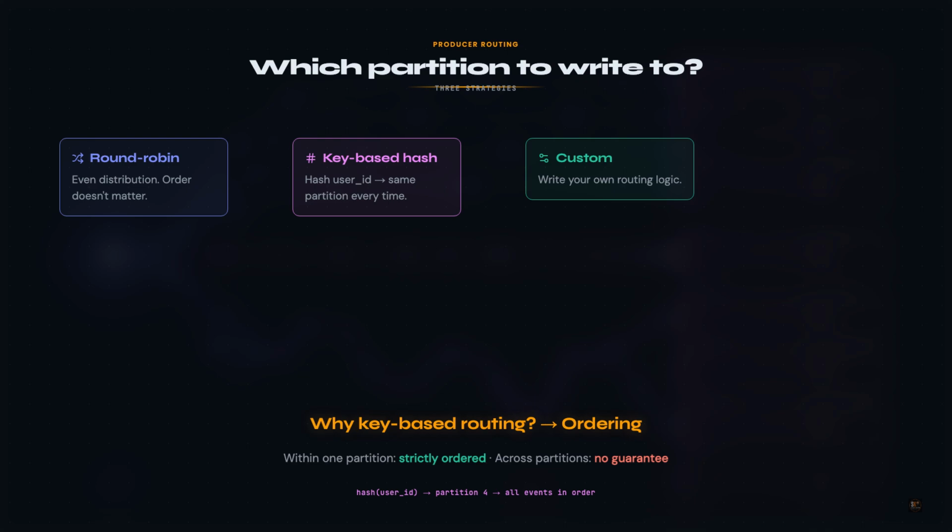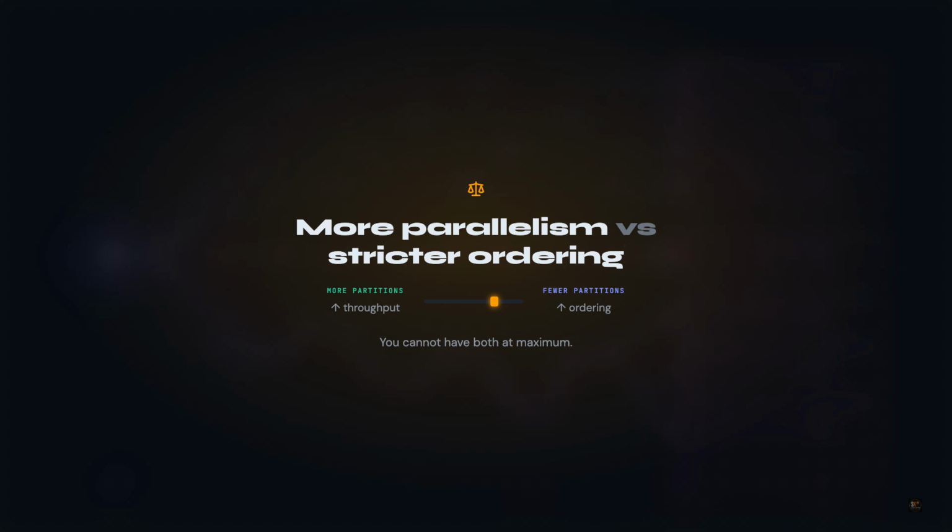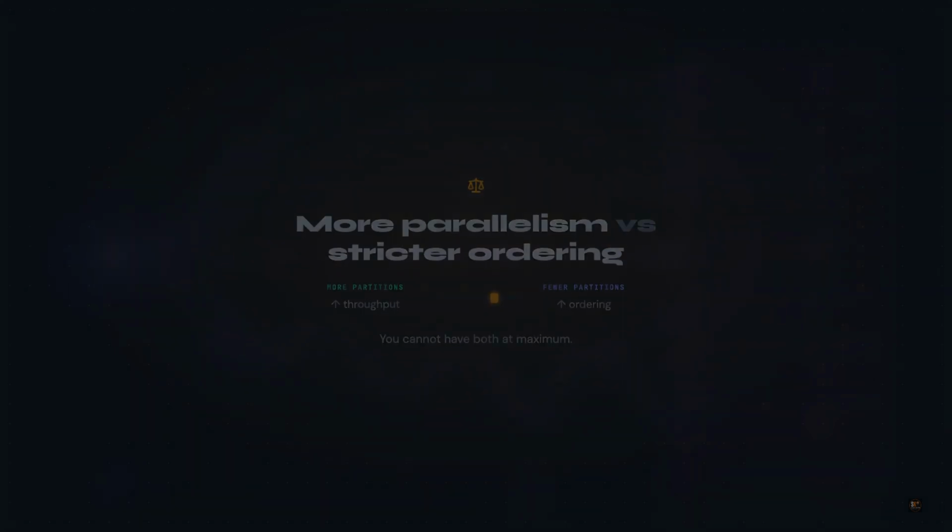This is a classic interview trade-off you should be able to articulate. More parallelism versus stricter ordering. More partitions means more throughput, fewer partitions means stronger ordering guarantees. You cannot have both at maximum.